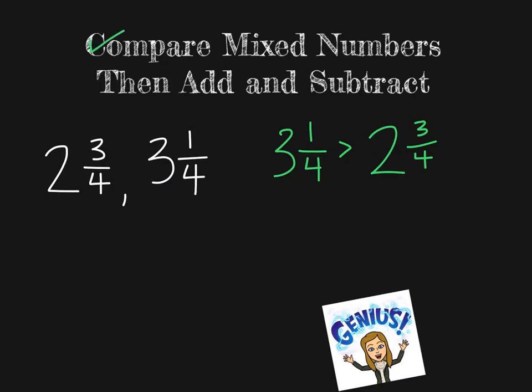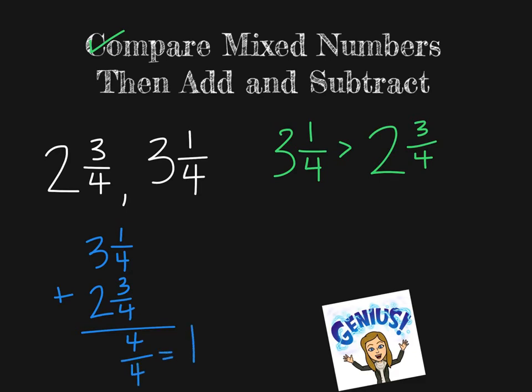Let's go ahead and add our mixed numbers now. So we'll do 3 1/4 plus 2 3/4. Remember to work with the fractions first. So we have 1/4 plus 3/4. Now remember, just work with the numerators, so 1 plus 3. That gives me 4/4, which is equivalent to 1 whole.